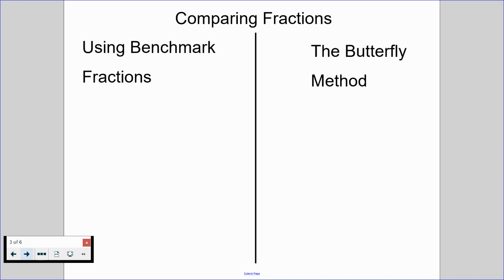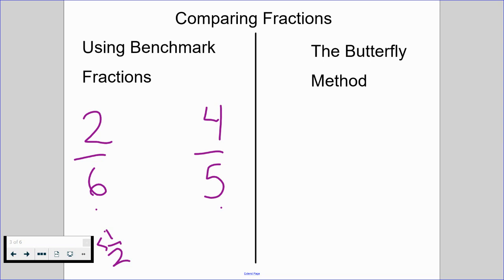We then started comparing fractions. So let's say, for example, I want to compare 2/6 and 4/5. The first way that we learned to do that is with what we call benchmark fractions. So over here with 6, I know 3/6 is close to half. So 2/6 is a little less than half. I know 4/5 is close to 1/2. So here I have less than 1/2. Here I have almost 1/2. So that's going to make 4/5 bigger.